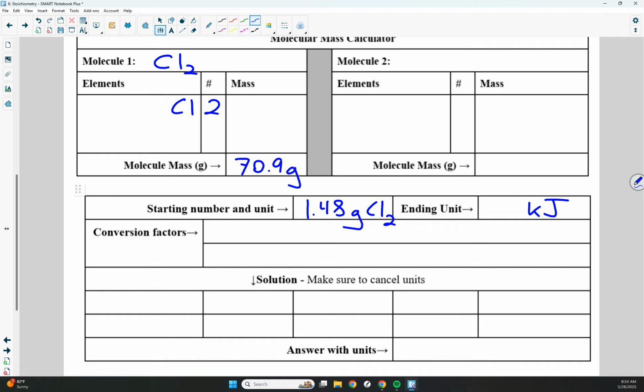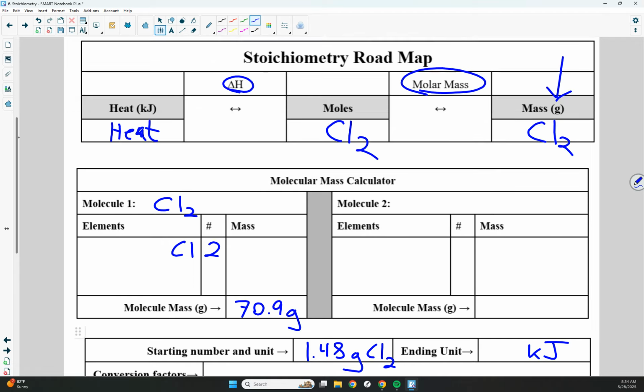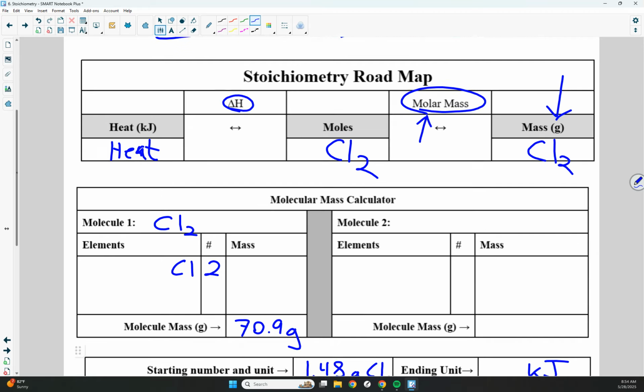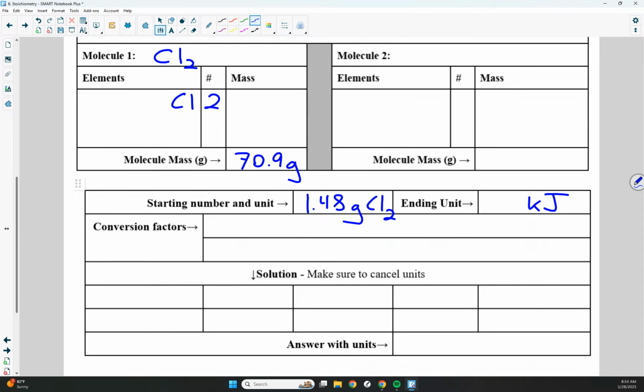Okay, our conversion factor. So when we go up to our map, our first conversion factor here is going to be the molar mass of chlorine. So that's going to enable us to convert from grams of chlorine to moles of chlorine. So for every 70.9 grams of chlorine, we have 1 mole. That is our first conversion factor, okay?